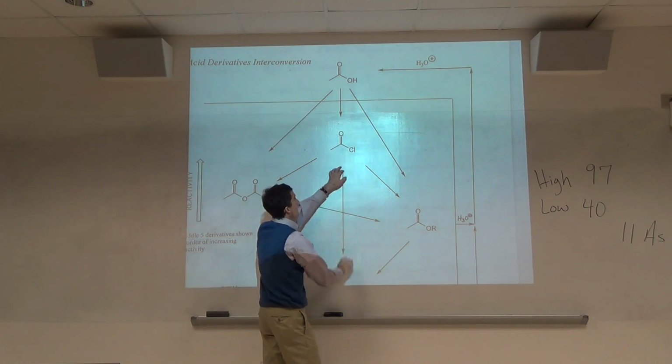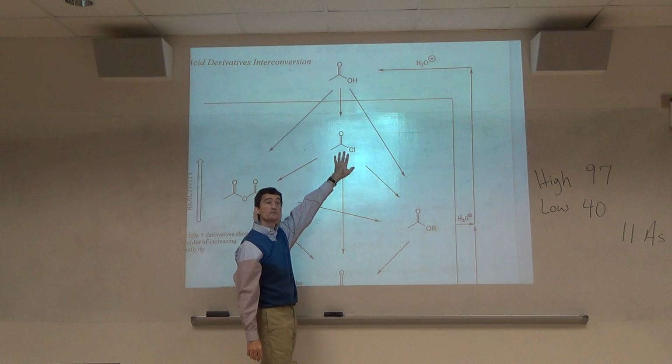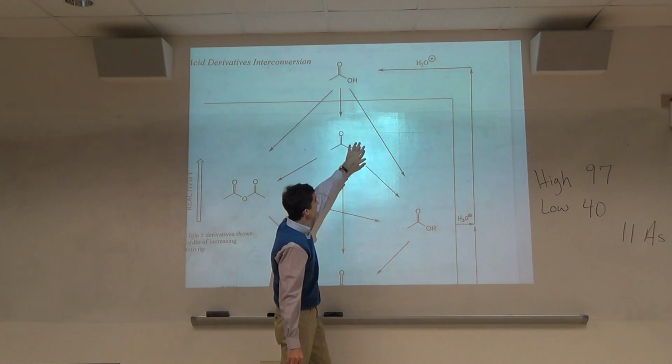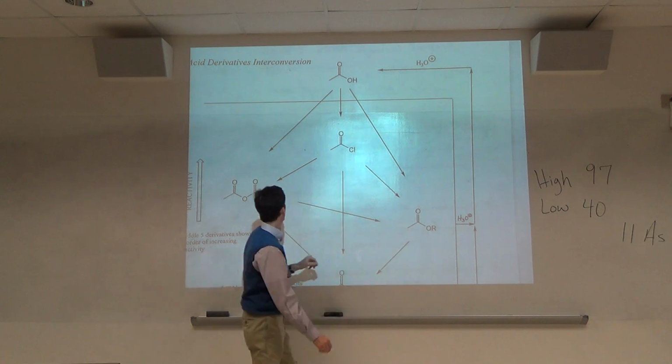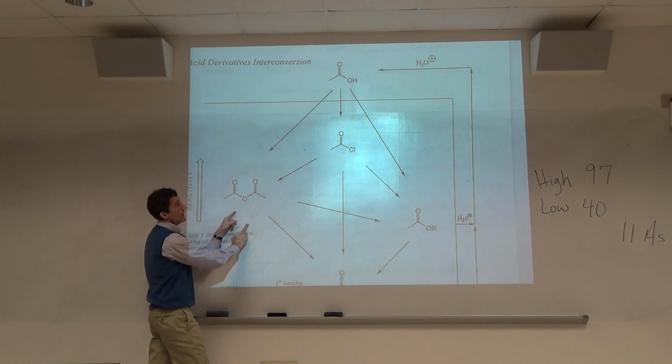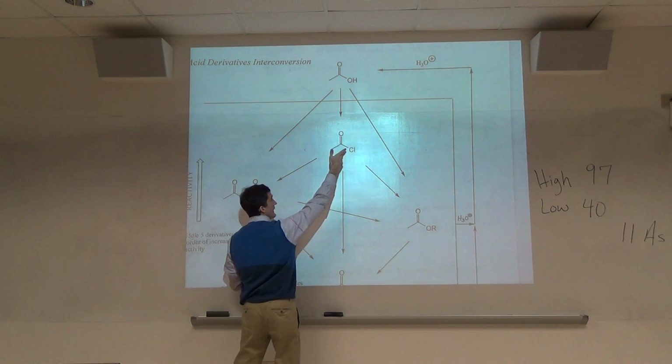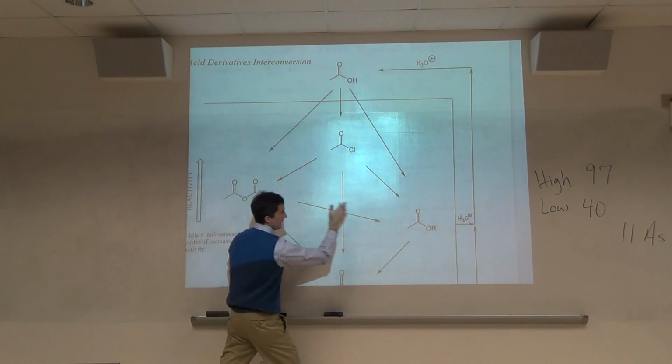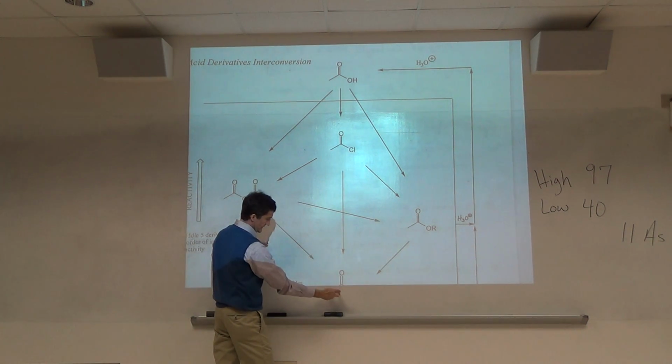Acid chlorides, also known as acyl chlorides. We just use these for Friedel-Crafts acylation. Can be converted to an ester. We haven't said what this functional group is, but that's an anhydride. Some of you used acetic anhydride in lab. Acid chlorides can be converted to anhydrides, esters, or what's that down there, amides.